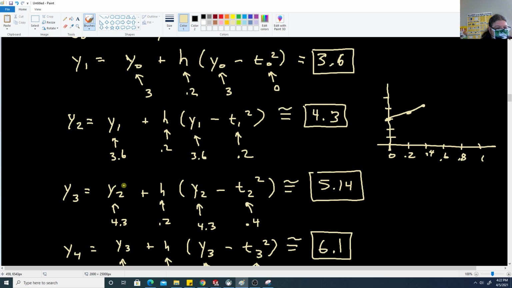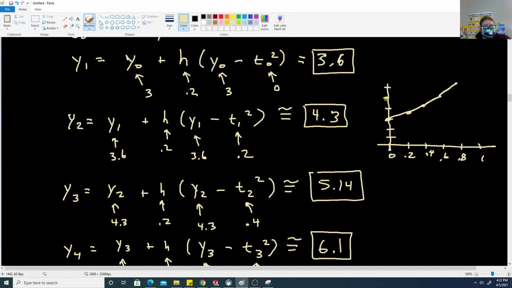Then at 0.6, we were at 5.14. It's a little bit beyond there. Draw a straight line between them. And then at 0.8, we were at 6.1. So 6.1 at 0.8. And if we just connected everything, this would be our Euler method approximation to whatever the curve actually looks like. So it's built up of these 4 line segments.